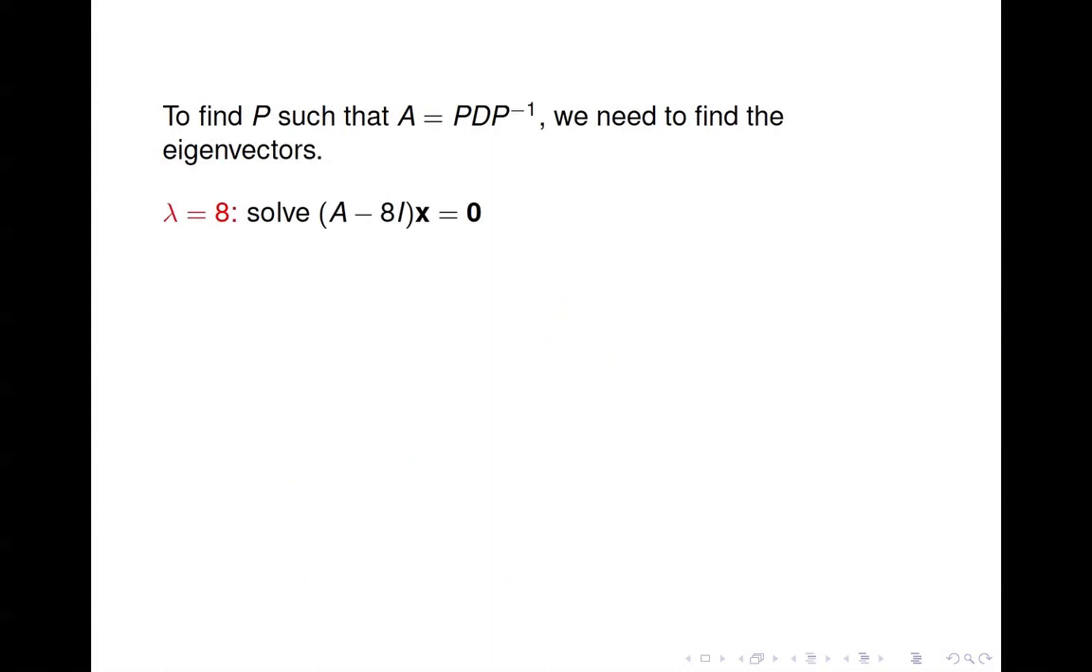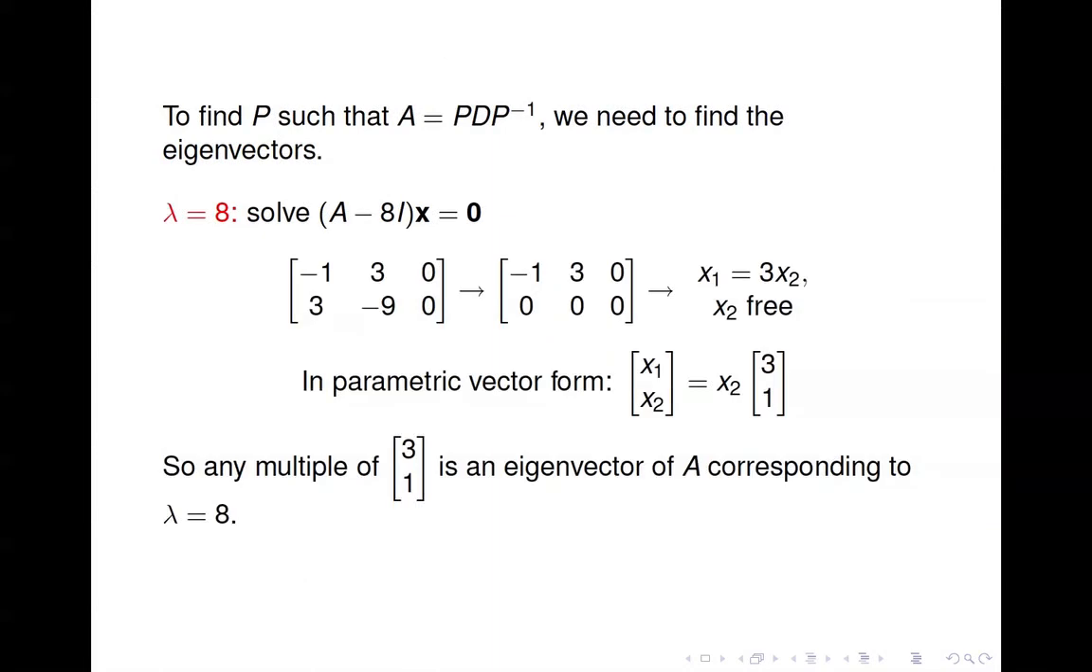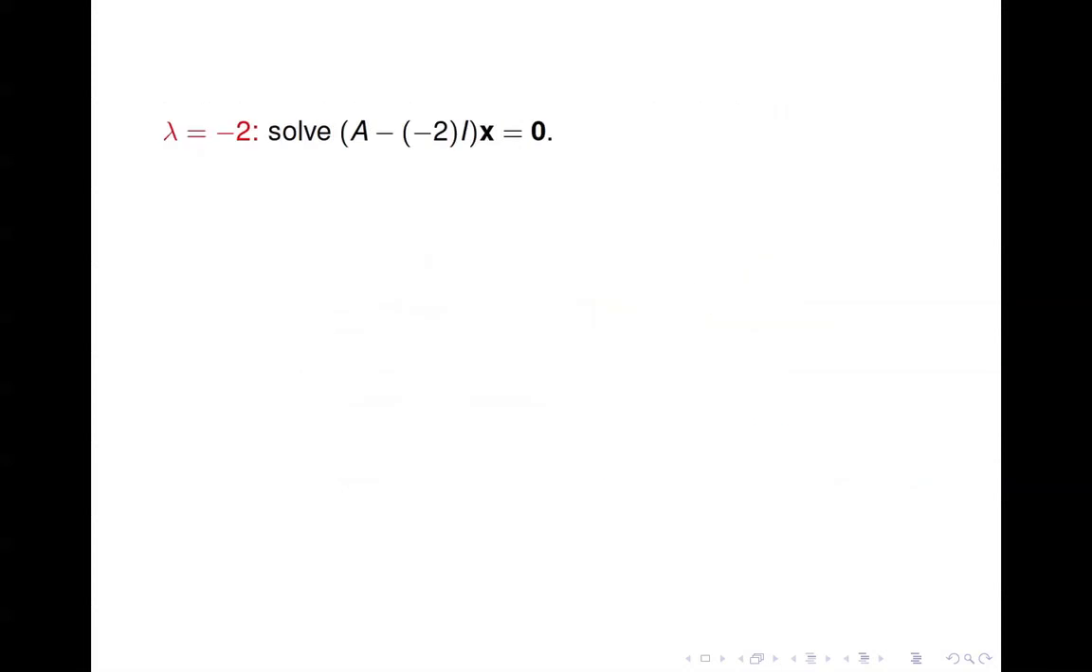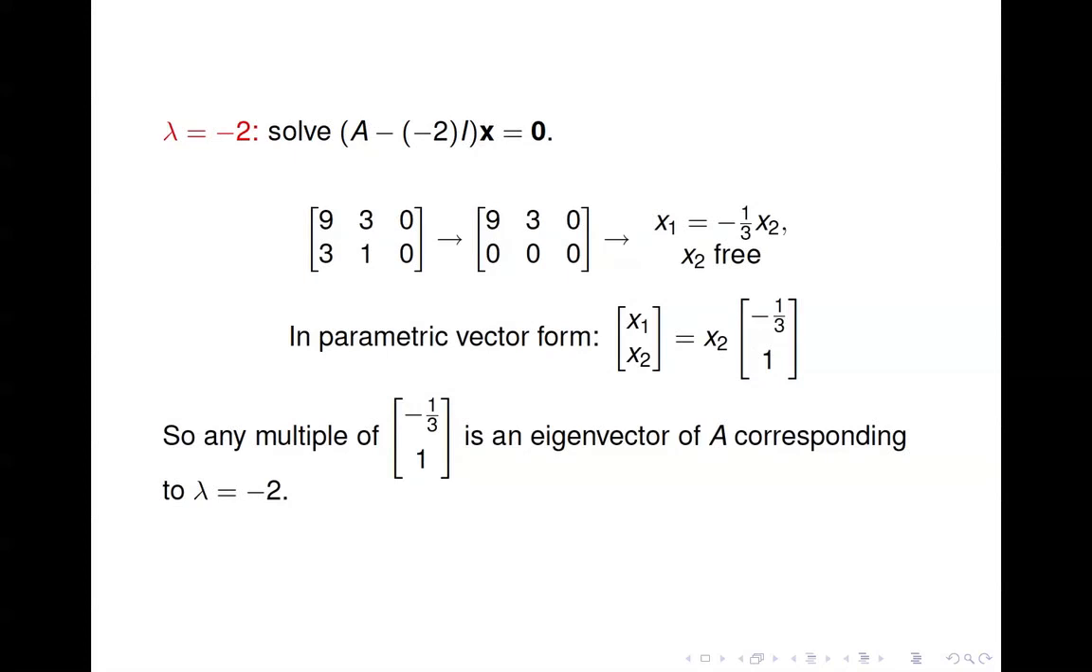So take lambda equals 8, and we need to solve A minus 8 times I times x equals a 0 vector. We solve that system, and we end up with this vector in parametric vector form. So any multiple of (3, 1) is an eigenvector of A corresponding to lambda equals 8. So at this point we have one column of P. To get the other column, we look at the eigenvalue negative 2 and solve A minus negative 2I times x equals 0. We end up with (negative 1/3, 1) as our eigenvector. Any non-zero multiple of that would be an eigenvector.